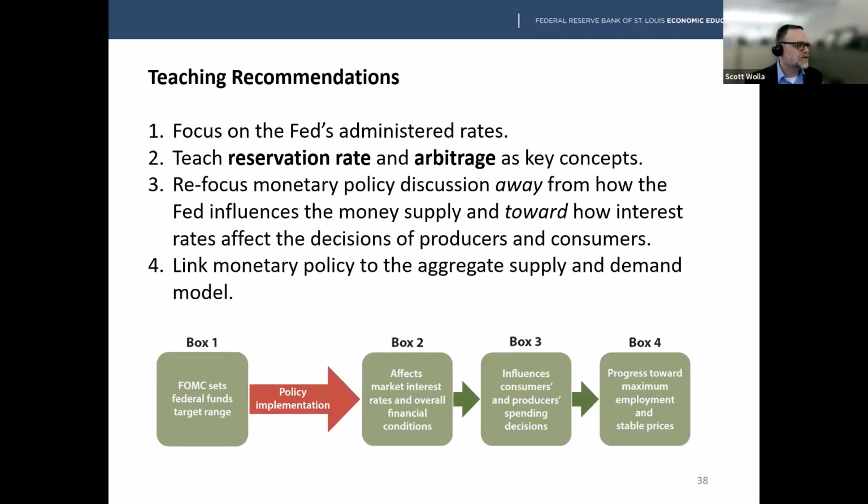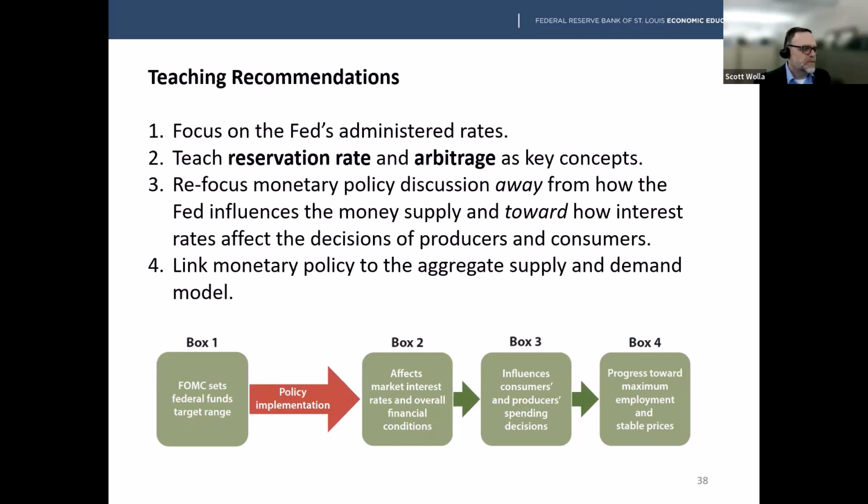So we do have some teaching recommendations. We always use this flow diagram when we talk about monetary policy. It's a great way to talk about how the FOMC conducts monetary policy by setting the target range. That's box 1. The red arrow is where the Fed uses the tools. That's the implementation. So if the FOMC raises the target range, then in the red arrow, the Fed would increase the interest on reserve balances rate.